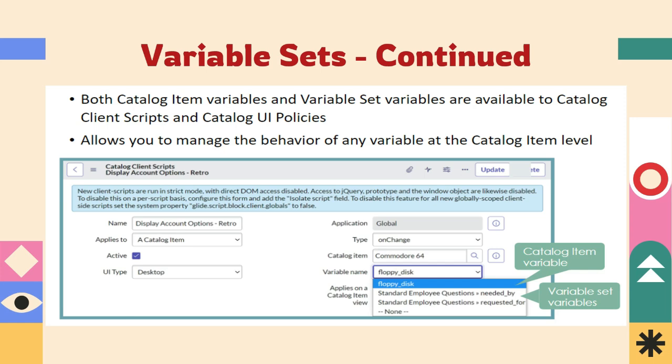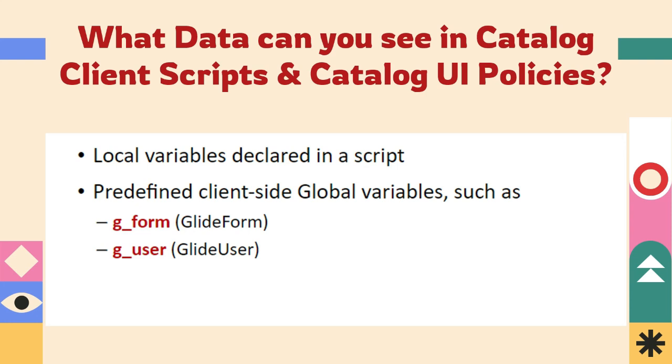Okay, so let's move ahead and see what data we can see in catalog client script and catalog UI policies. So we can declare local variables in a script, and we can use predefined client-side global variables such as g_form and g_user.